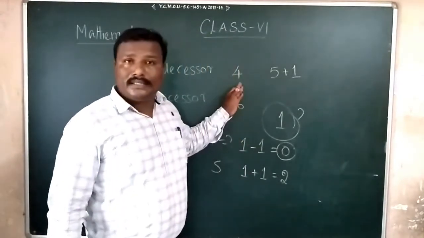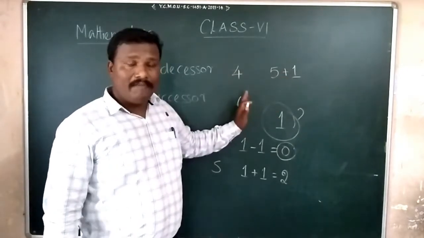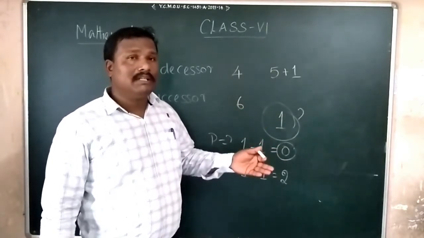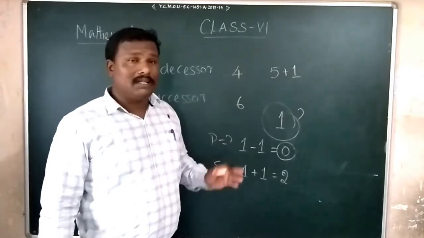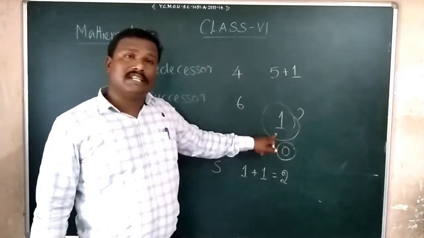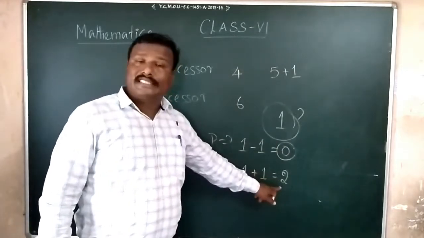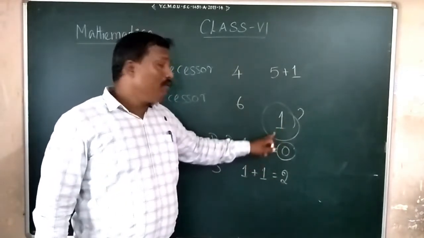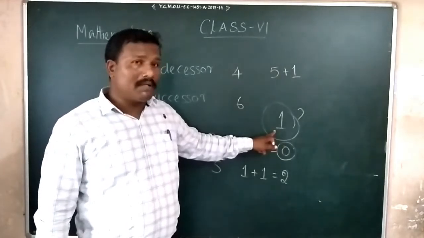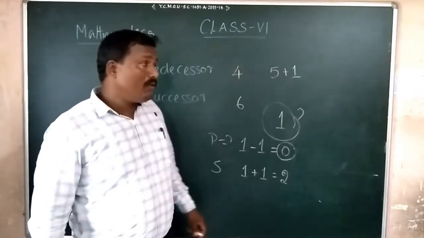So see why we discuss the predecessor and successor. We know that when we add one more, we get the successor. When we subtract 1 from the number, we get the predecessor. But what about 1? 1 has a successor, 2. What is the predecessor? If you find the predecessor of 1, is it a natural number or a whole number? Do you know? It's a whole number. So 0.